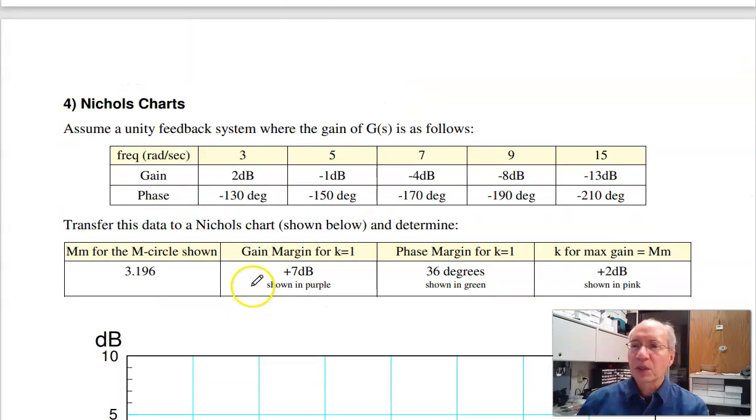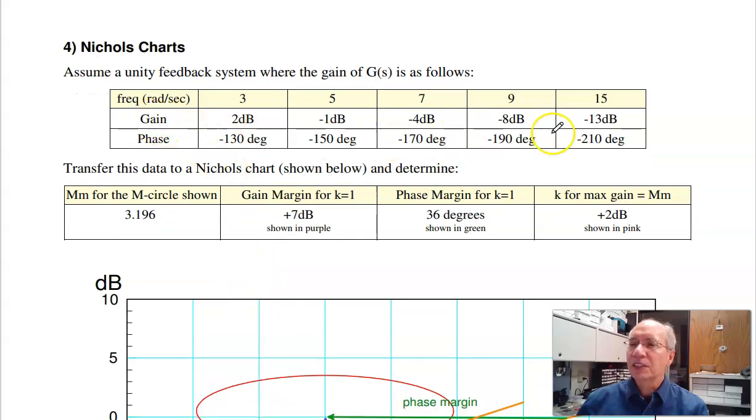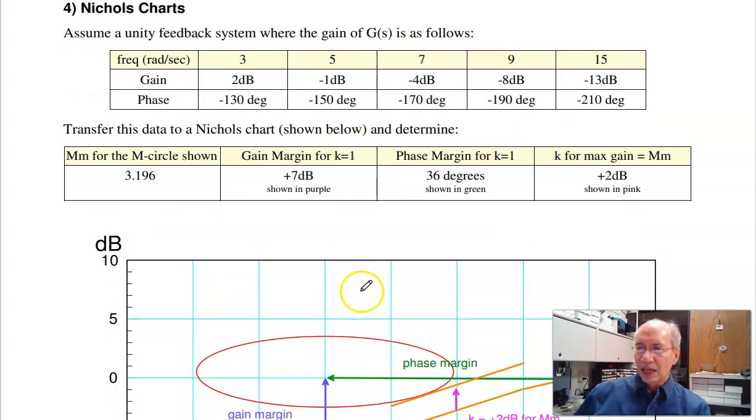Problem 4. Problem 4 is the Nichols chart. Given this data, and this Nichols chart with the red line, what is that M circle? Find, when K is 1, what the gain margin is, what the phase margin is, and what K is.